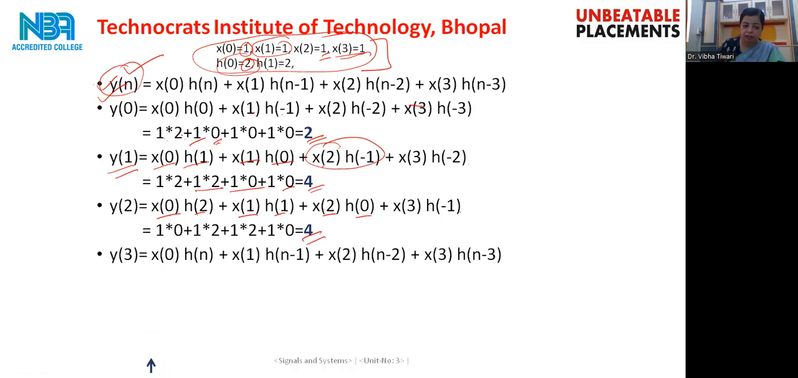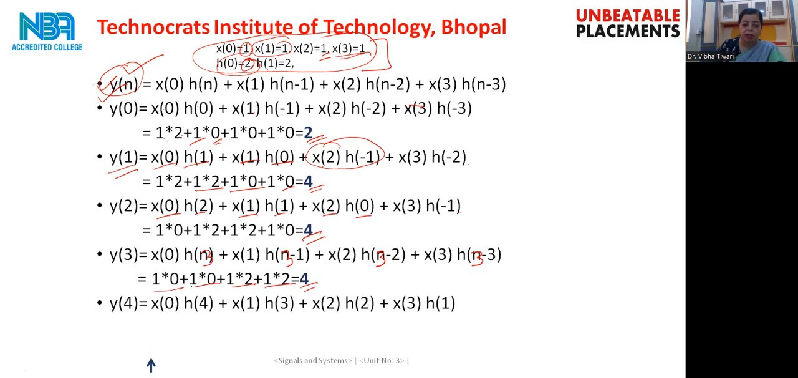Similarly, y3 can be calculated by substituting n equals 3 in this expression. So by substituting n equals 3 everywhere, this will become h of 3, h of 3 minus 1 that is 2, h of 3 minus 2 is 1, and h of 3 minus 3 that is h of 0. When we substitute the values over here, we'll get 1 into 0 plus 1 into 0 plus 1 into 2 plus 1 into 2, that is coming out to be 4.